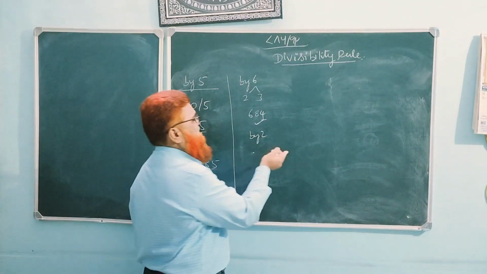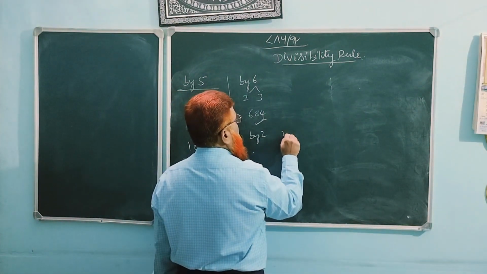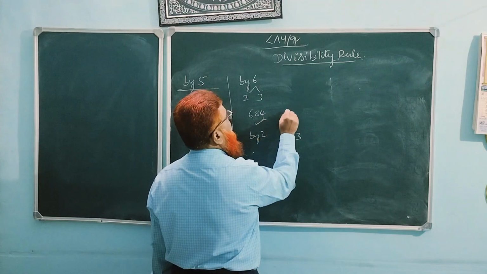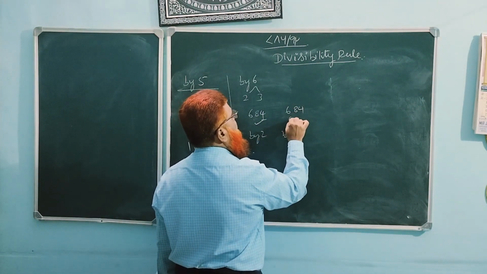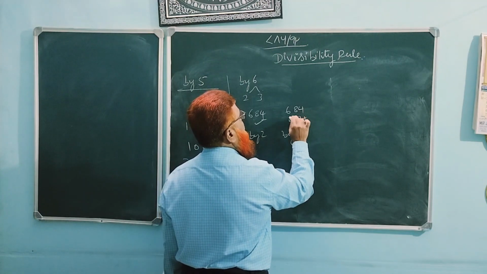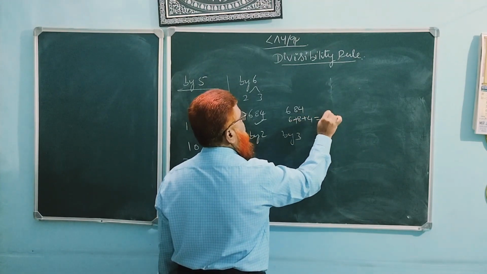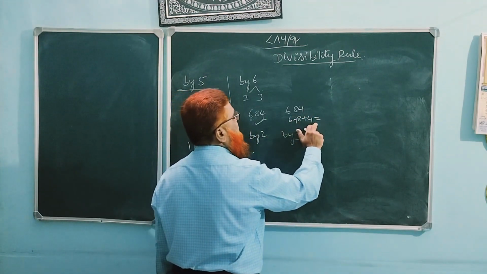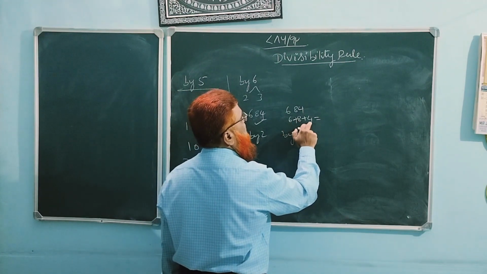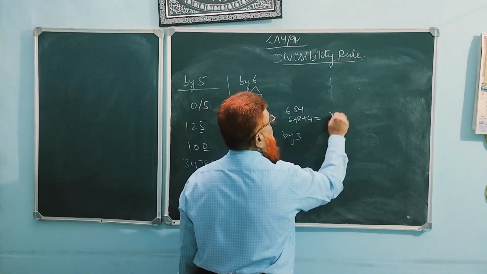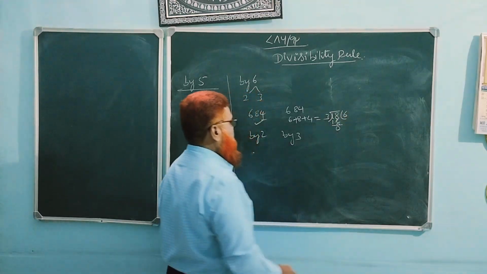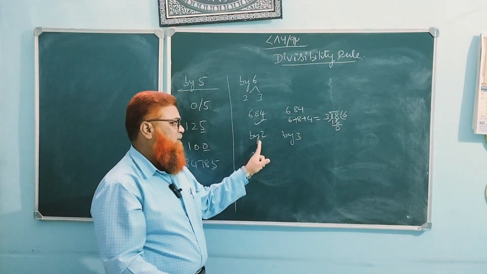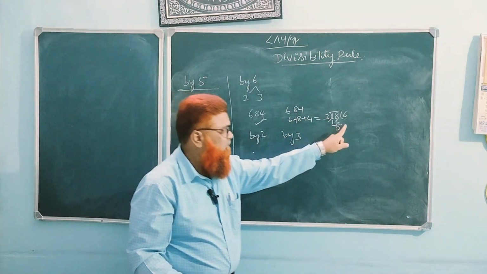Now coming to the next test, divisible by 3. What to do for divisibility by 3? I told you that whatever the number is given, make the sum of its digits. If you make the sum of the digits, you get 6 plus 8, 14. 14 plus 4 is 18. Then you divide by 3. 3 sixes are 18. Yes, the given number is divisible by 2 as well as divisible by 3.